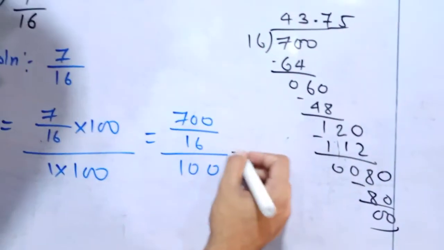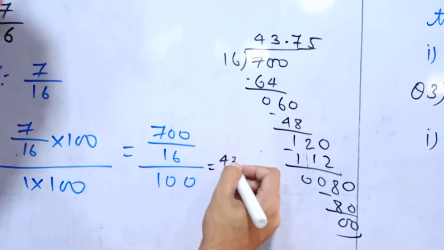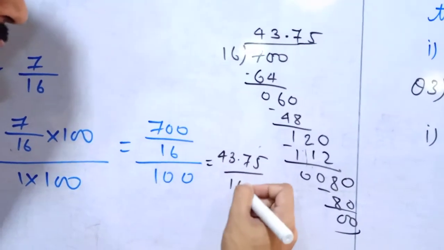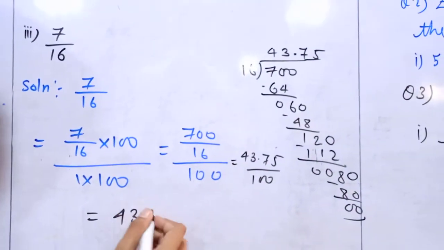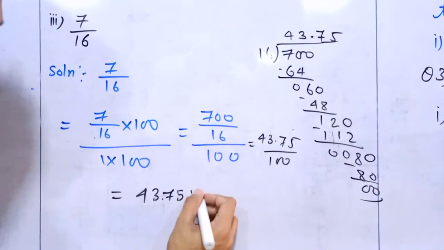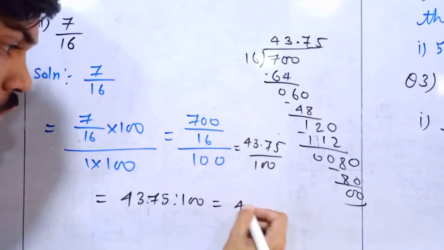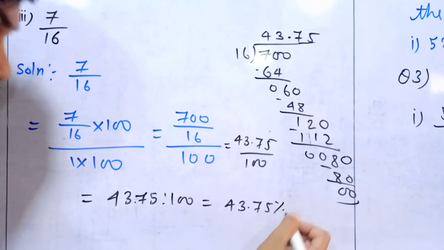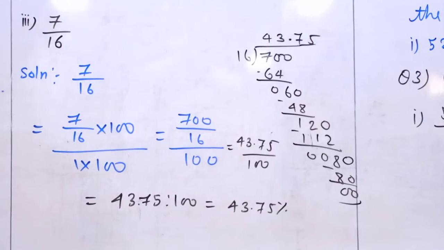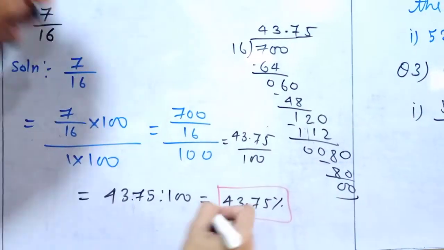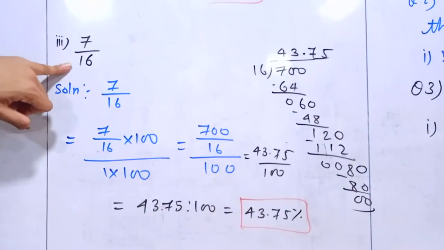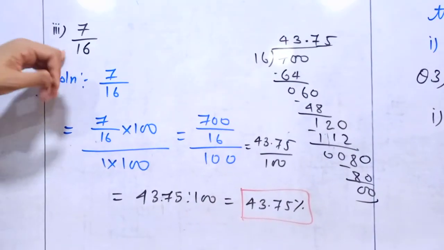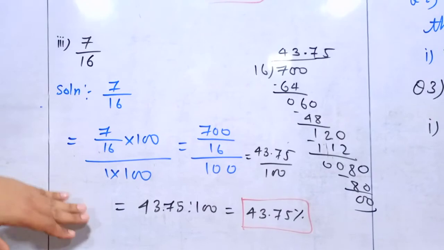That means, can we write it like 43.75 upon 100? It could be like 43.75 is to 100, which is equal to 43.75 percentage. This becomes the conversion of the given ratio into the percentage. So this way, if the denominator cannot be multiplied to get the answer 100, we can do it like this.